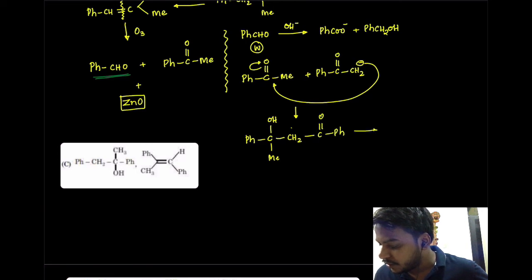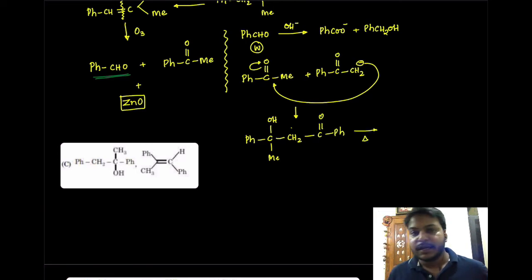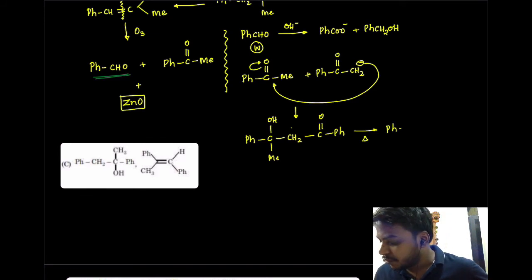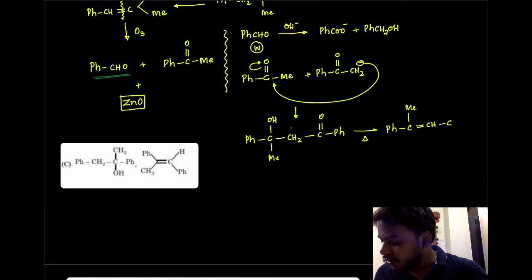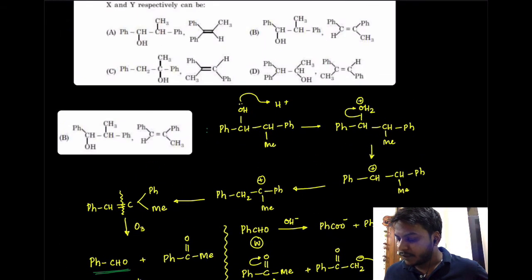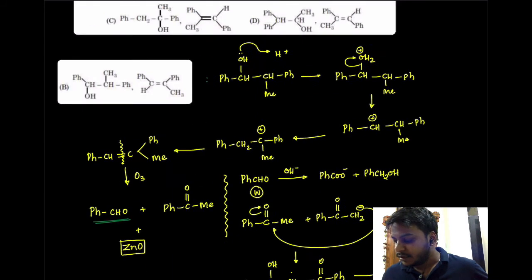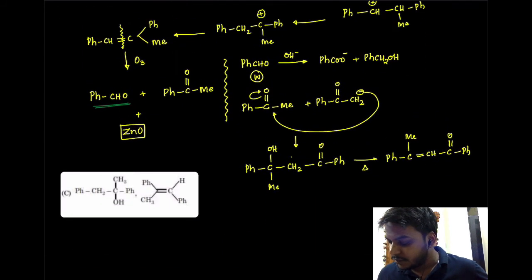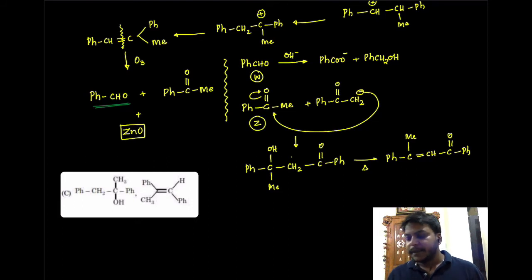This is the aldol, and on heating we'll get alpha beta unsaturated carbonyl. Okay, so which is PhC with methyl double bond CH C double bond O Ph. I think that is a product which has been given here. So you can see that this is the product which is given. So therefore this molecule which is making an aldol must be Z. Okay, so both of them are satisfying in the case of B.